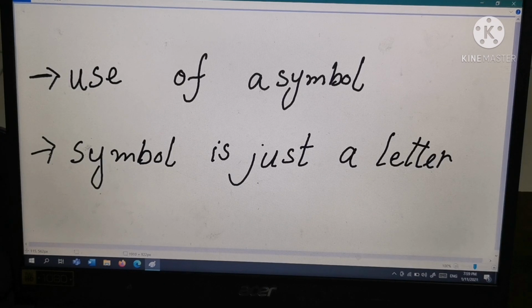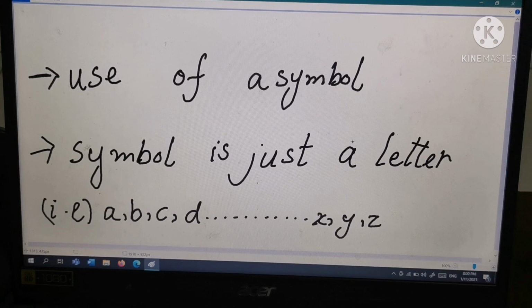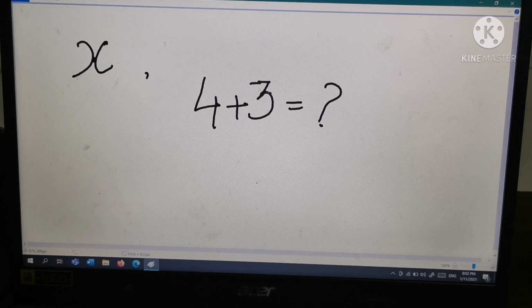The more important thing about algebra is that when we don't know what a number is yet, we use a symbol in its place. That symbol is just any letter of the alphabet, that is A, B, C, D, X, Y, Z. A popular letter which is used in algebra is the letter X.